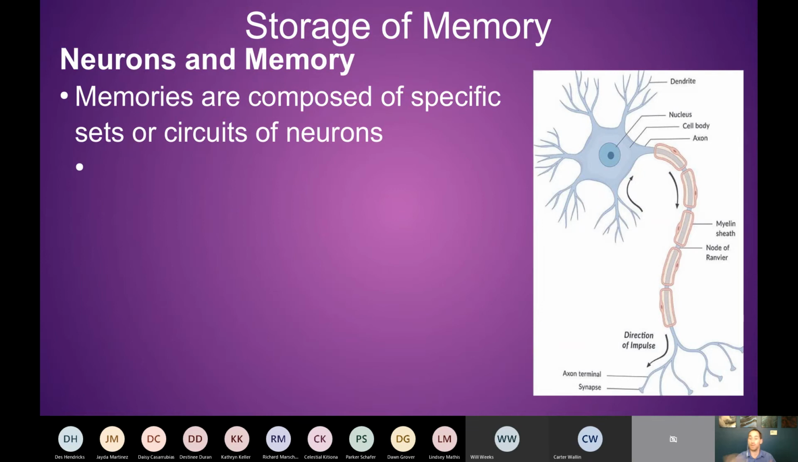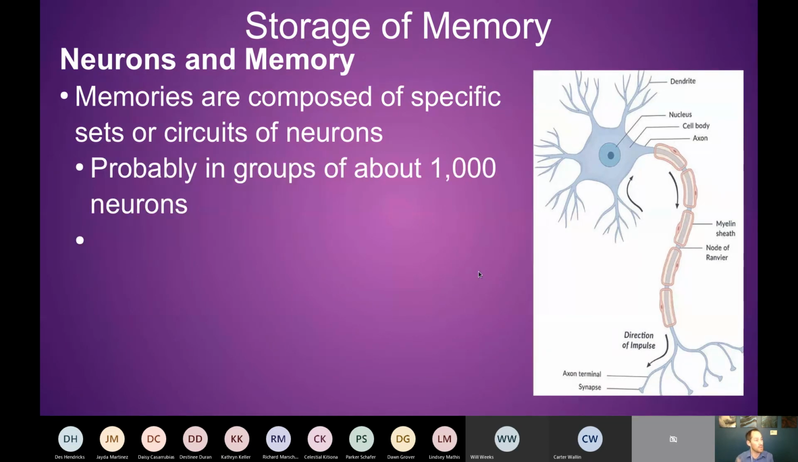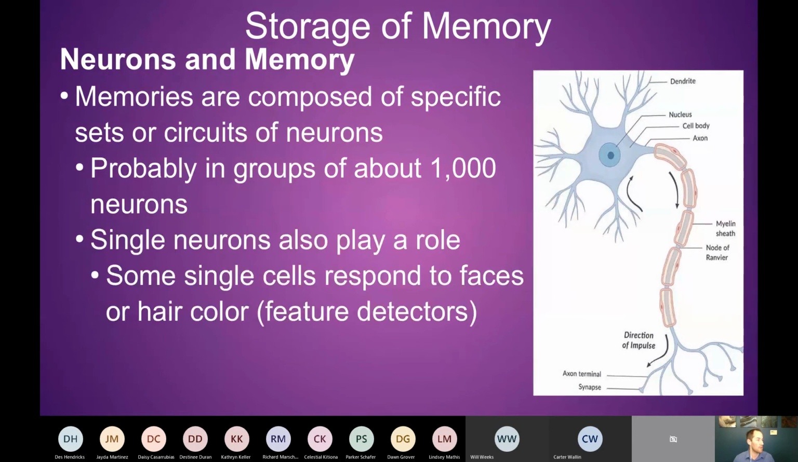A lot of your memories about your significant other are going to remind you of other memories of your significant other, as an example. Memories of your pet are probably going to also remind you of memories of other pets you have, because they're stored in similar networks in your neurons. Memories are probably in groups of about 1,000 neurons for humans. It's really hard to map out exactly how many neurons are involved in any given memory within that network, but it seems to be around 1,000.